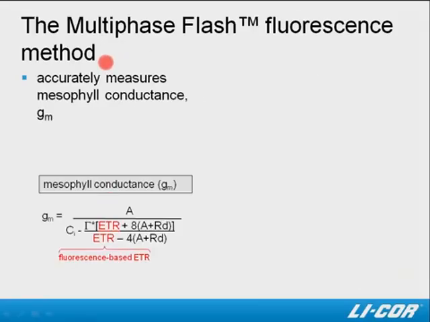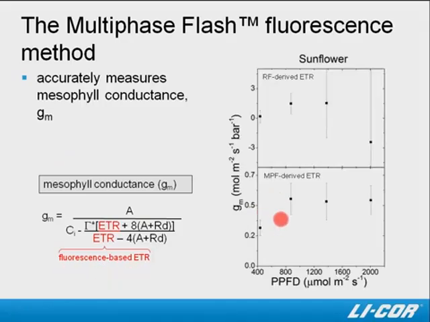The multiphase flash method can also be used to accurately measure mesophyll conductance, which for those of you who don't know about mesophyll conductance, it's a very hot field right now, and it's being studied intensely by groups all over the world. And one way of measuring mesophyll conductance is based on combining gas exchange parameters, the LI-COR model of photosynthesis, and fluorescence-based estimates of electron transfer. And so shown here are estimates of mesophyll conductance in sunflower as a function of increasing background light intensity. And the upper panel represents estimates of mesophyll conductance that were based on rectangular flash-derived estimates of electron transfer.